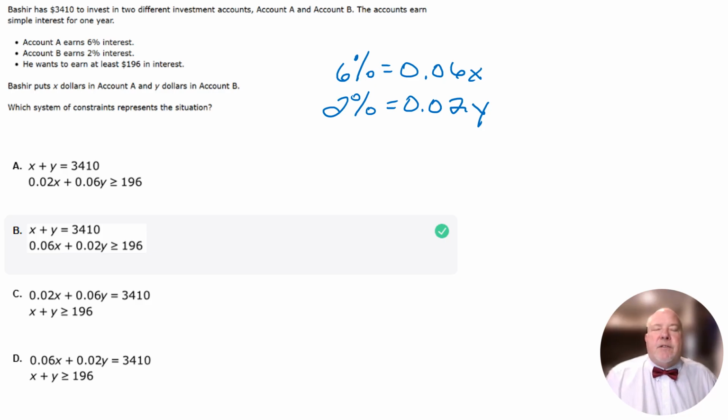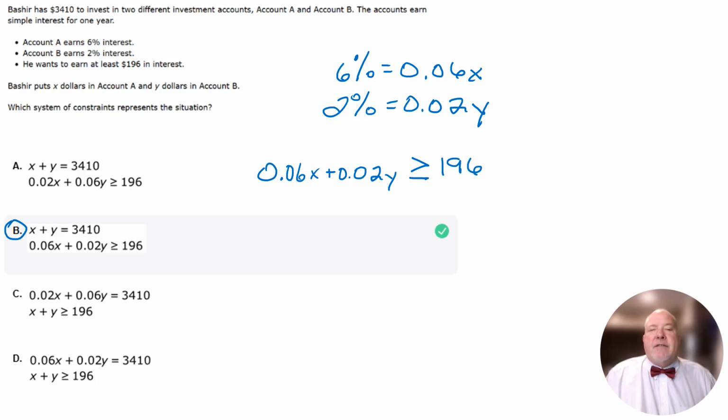And we know that he wants to earn at least $196 in interest. At least means that much or more. So greater than or equal to 196. And that total comes from adding these two together. So you would take the 0.06 times X plus the 0.02 times Y, and that total has to be greater than or equal to 196. And so we can see that that gives us answer B.